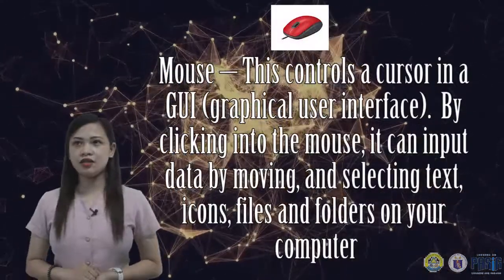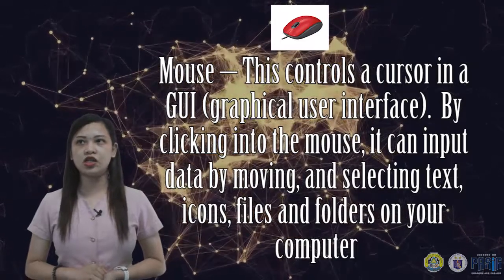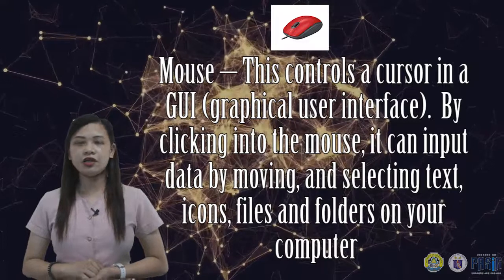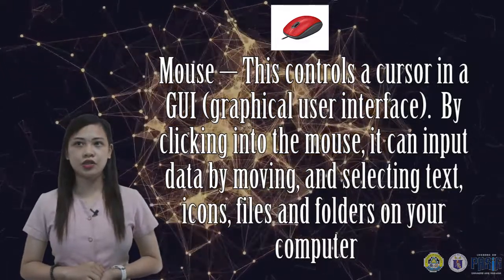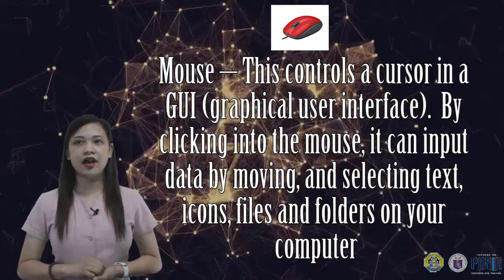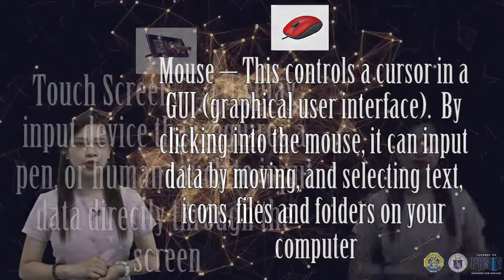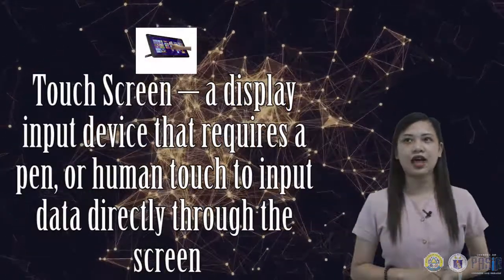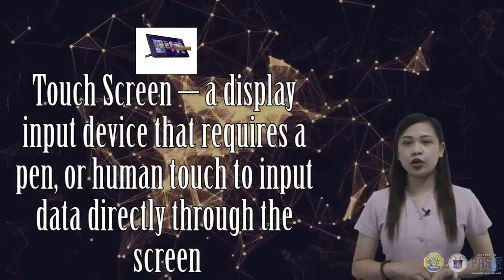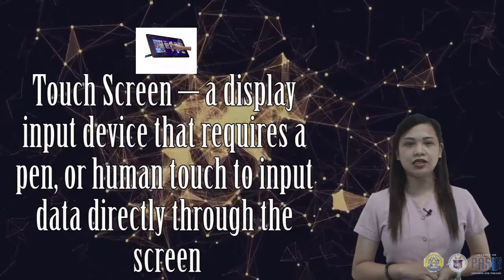Mouse. This controls a cursor in a GUI or the graphical user interface. By clicking the mouse, it can input data by moving and selecting text, icons, files and folders on your computer. Touch screen. A display input device that requires a pen or human touch to input data directly through the screen.